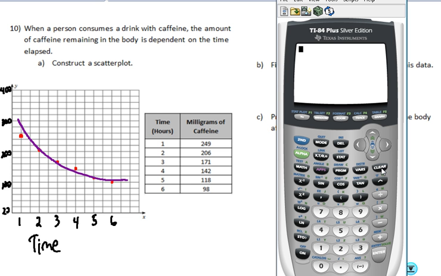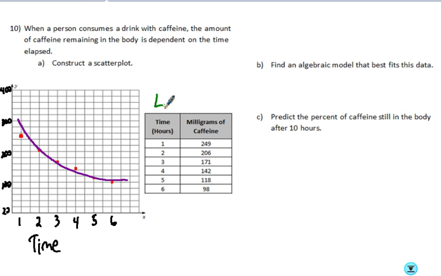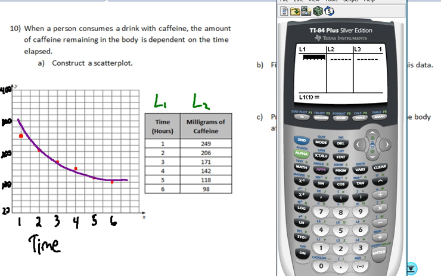So now to put in the numbers, we're going to go to Stat, and then Edit, and you'll see 2 columns, L1 and L2. L just stands for list. So this will be our L1. This will be our L2. And so I'm just going to type it in.